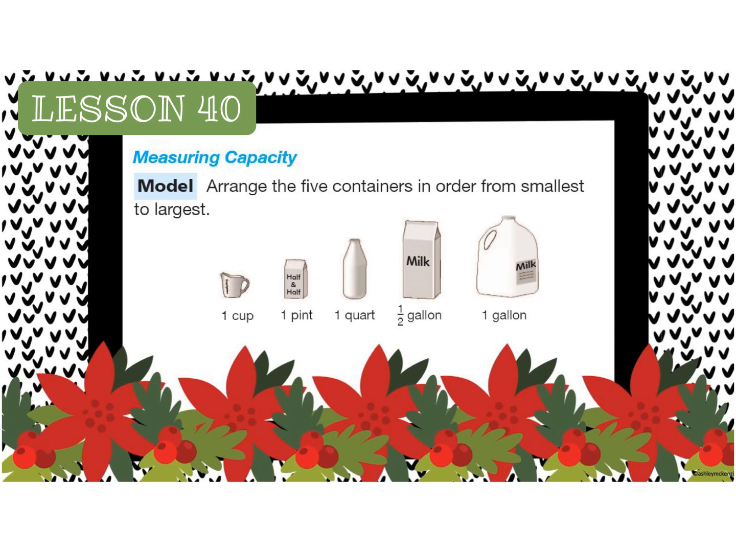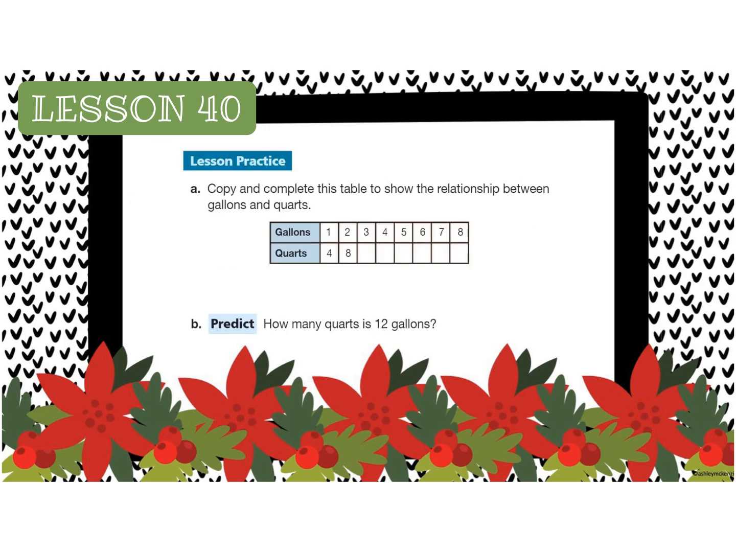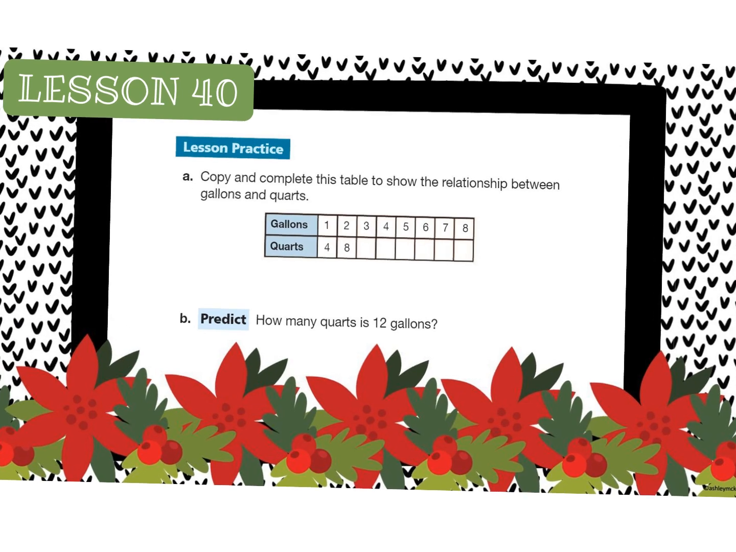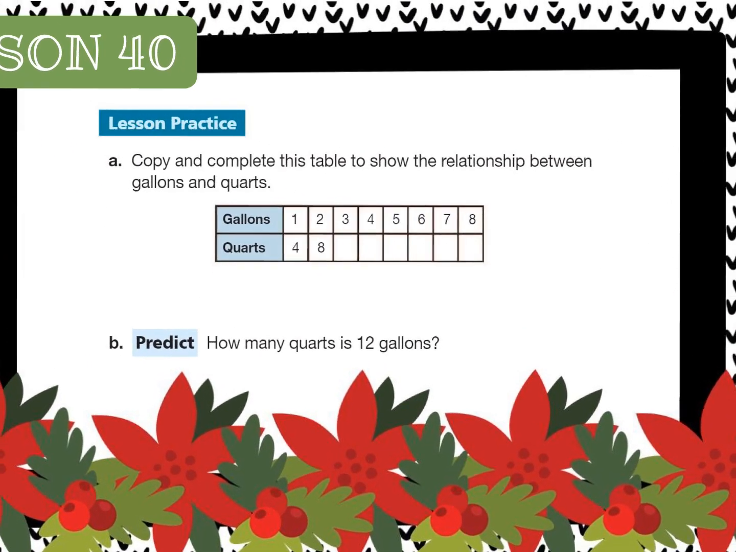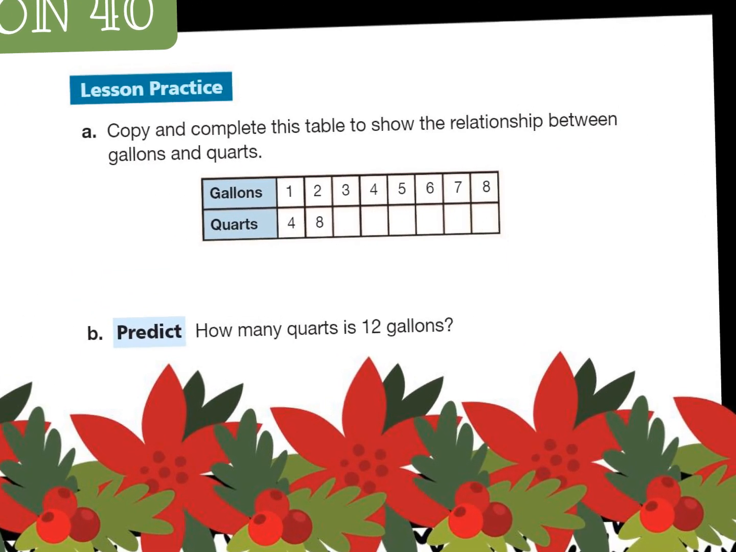Okay, so it goes up from cups. All right, so looking at this example, it says copy and complete this table to show the relationship between gallons and quarts. Okay, well, look at what it starts off with. It says that 1 gallon is how many quarts? 4. So that means if I have 2 gallons, how many quarts do I have? 8. If I have 3 gallons, how many quarts? 4 gallons? 5? 6? 7? 8? Wow, y'all are quick, but what are we doing? What's happening? What do we know about quarts and gallons?